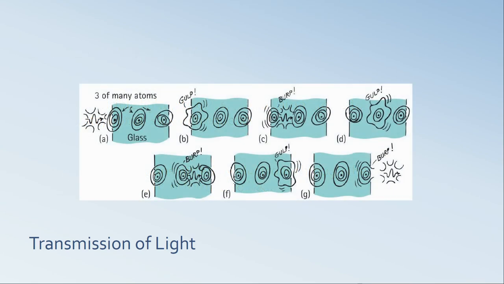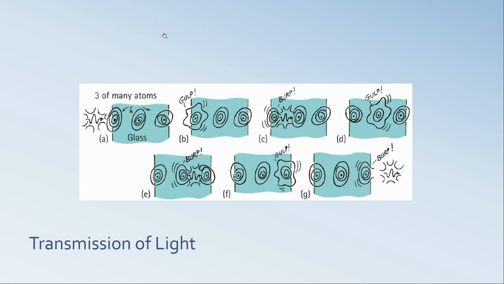And this happens similar to this diagram we have here. Over here on the left, we have light coming in, exciting an atom, and that energy is absorbed by that atom. And then that atom passes the energy on to the middle atom. And then the middle atom passes that energy on to the atom on the right. And then the right atom releases that energy out of the glass and into the air on the other side.